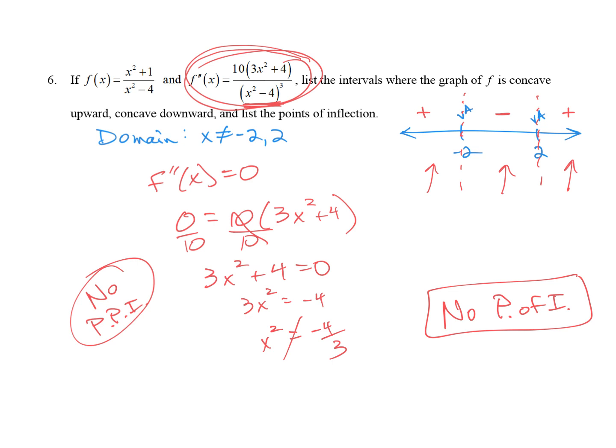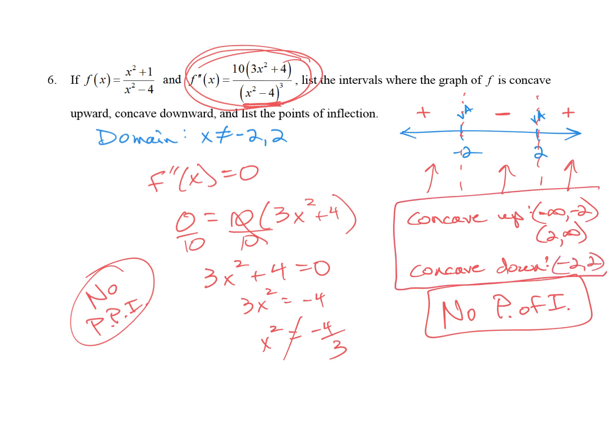So we're going to say it's concave up from -infinity to -2, and then again from 2 to infinity. And it's concave down from -2 to 2. That's all you do every time. You just say where it's concave up, concave down, or where it has no concavity. And then you state the points of inflection.